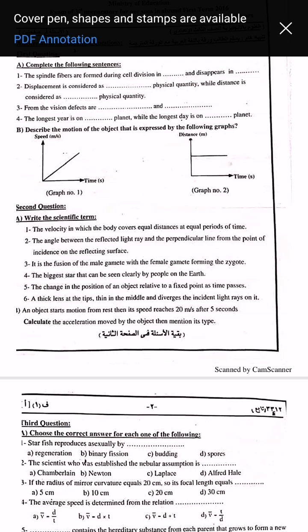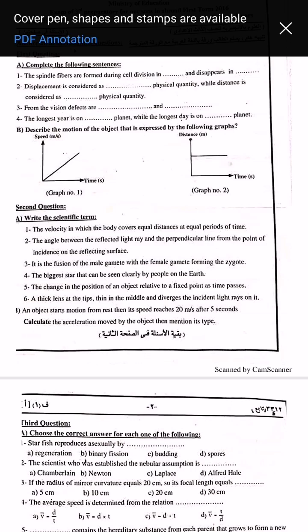Number 2, the angle between the reflected light ray and the perpendicular line from the point of incidence on the reflecting surface. We said before, when you want the name of an angle, it comes from the name of the light ray. So we have here the reflected light ray, so the angle will be angle of reflection. Number 3, it is the fusion of male gamete with the female gamete forming the zygote. This step happens in sexual reproduction and is called fertilization.